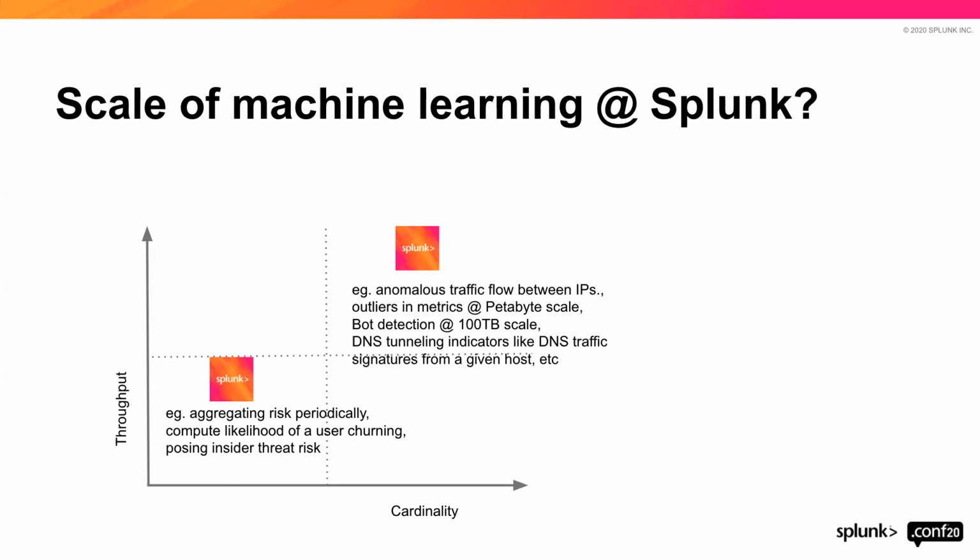Again, this is a little bit less clear-cut, meaning there are problems at Splunk where you have very high cardinality and very high throughput. There are problems in Splunk where you have very low throughput and low cardinality. For example, if you really have to assess risk periodically, this risk is not going to change that often. So you can figure out machine learning algorithms that periodically run and reassess risk.